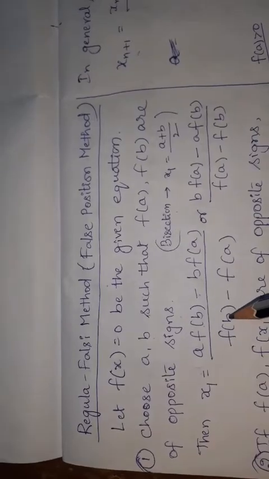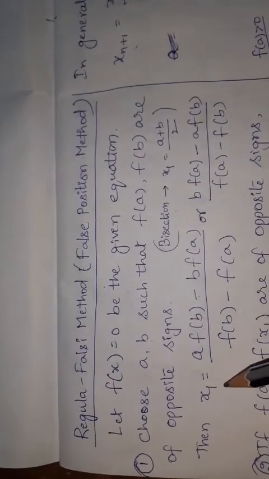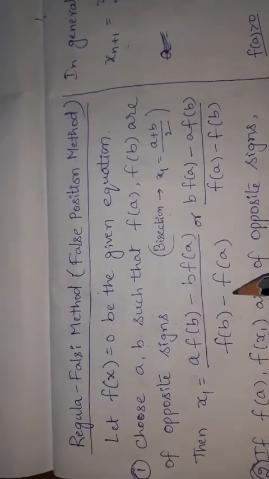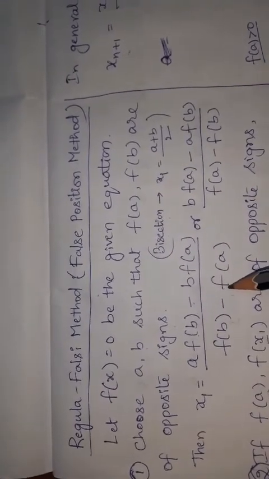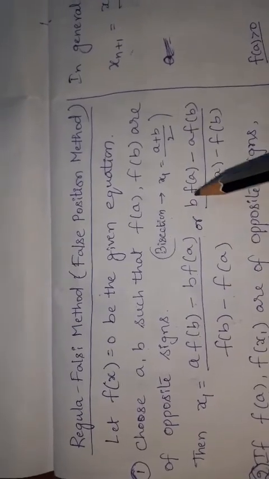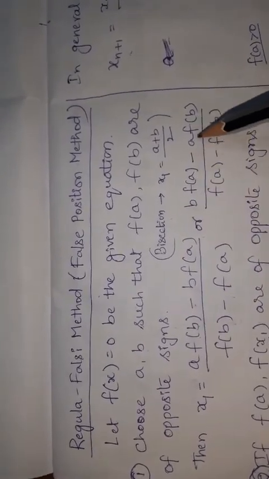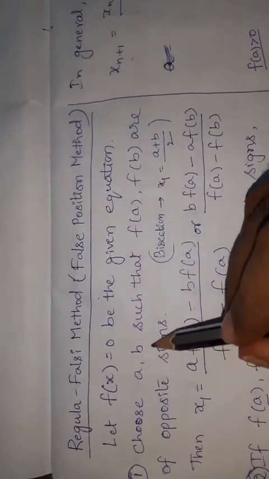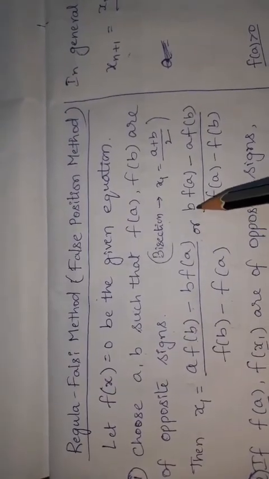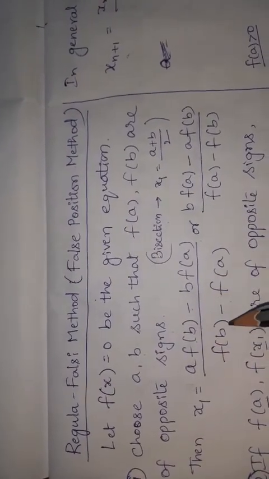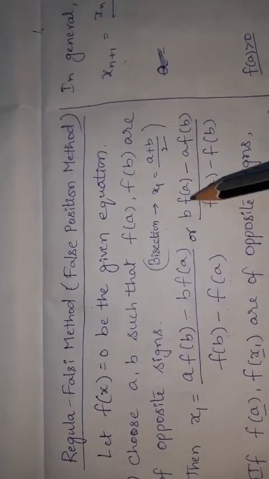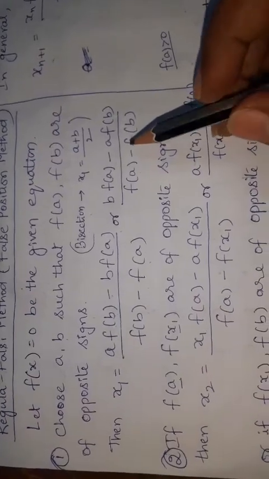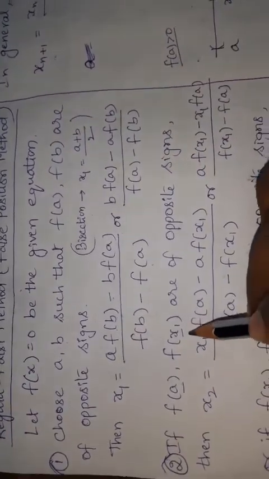Here, the approximation formula for the regula falsi method is x1 equal to a into f of b minus b into f of a divided by f of b minus f of a. You can also write the formula as b into f of a minus a into f of b divided by f of a minus f of b. Since the root lies in between a and b, you can begin with a or b. So a into f of b minus b into f of a divided by f of b minus f of a, or b into f of a minus a into f of b divided by f of a minus f of b. Now we will calculate f of x1.